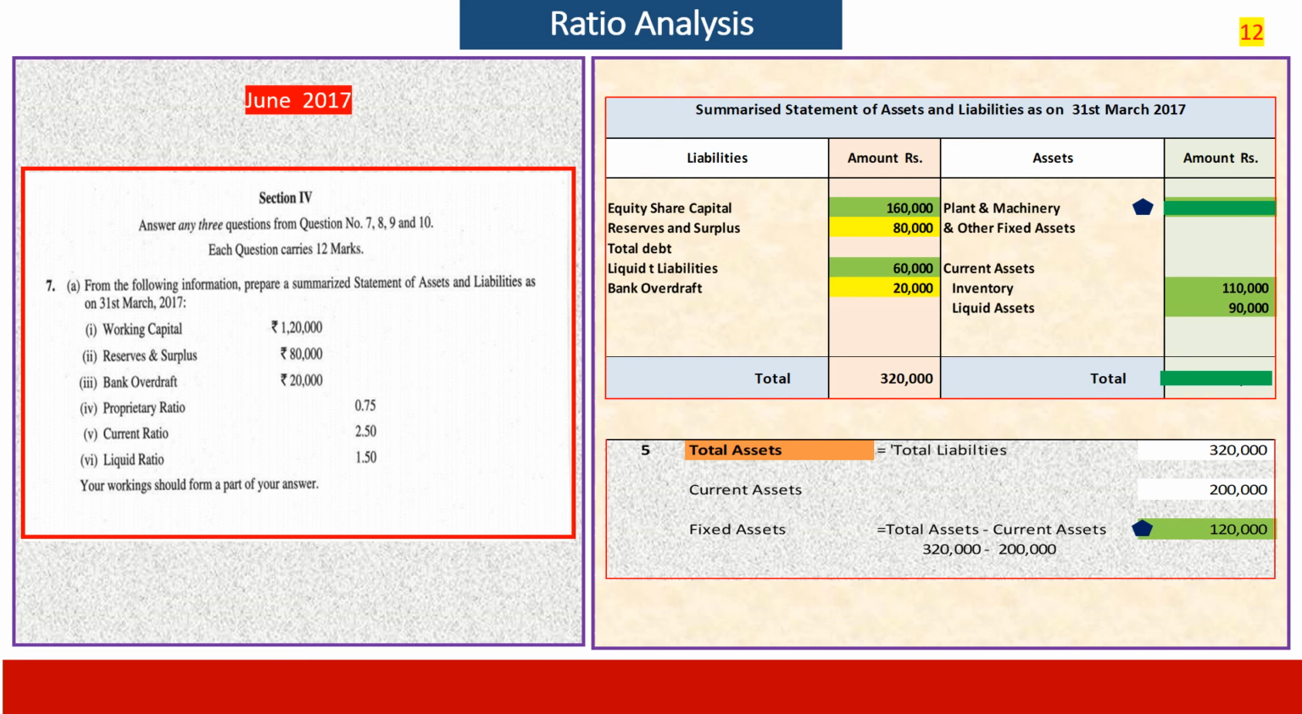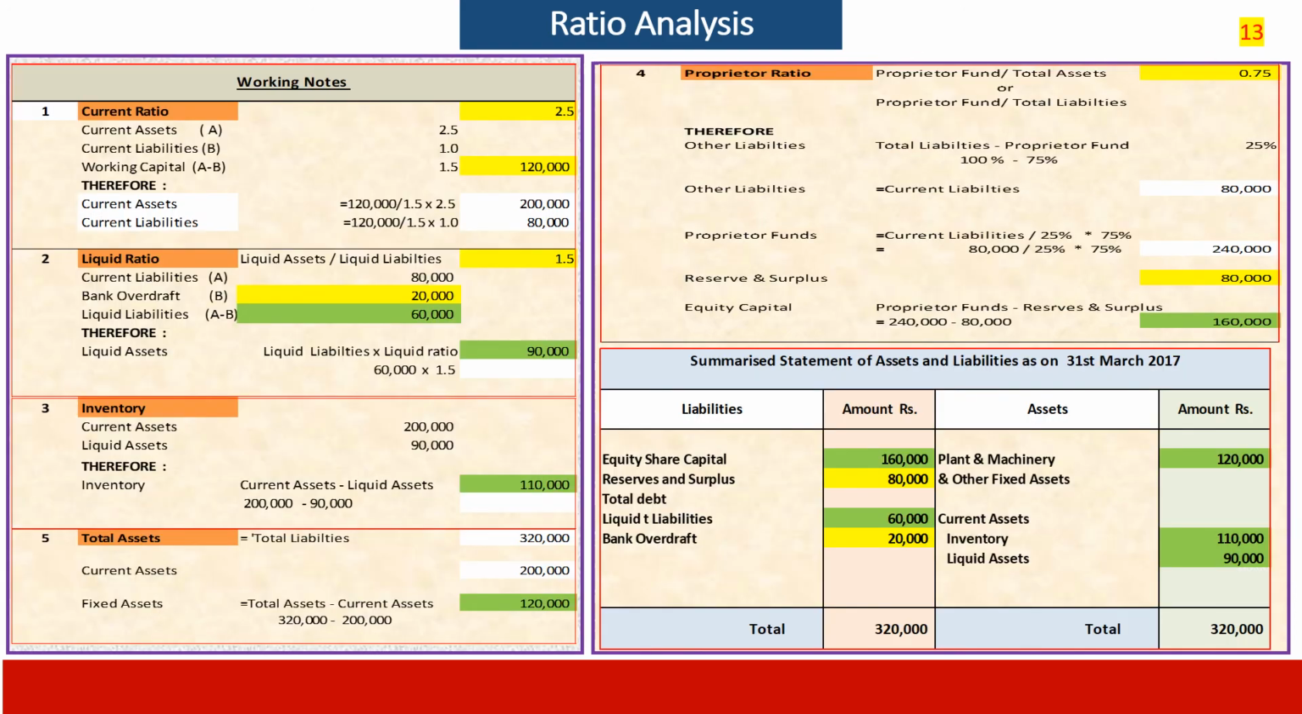Total assets equals total liabilities. We know total liabilities is 3,20,000. Assets equal liabilities, 3,20,000. We know current assets as 2,00,000. Balance is 1,20,000. This is simpler than the previous one, but both are required because they appeared in consecutive exams and are quite interesting problems. With this, we have got the values as 3,20,000, and that takes us to the end of the solution.